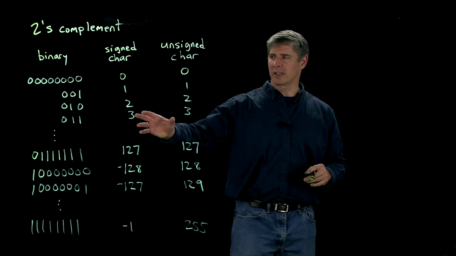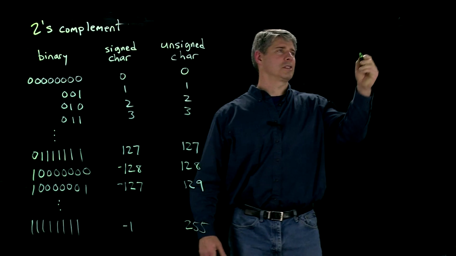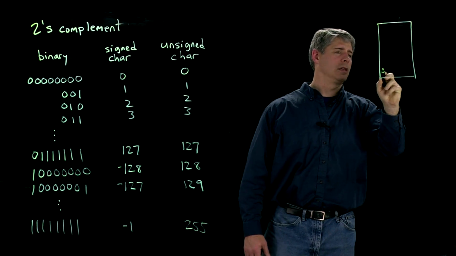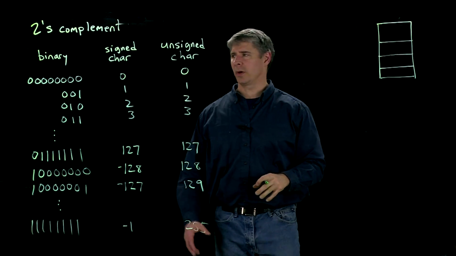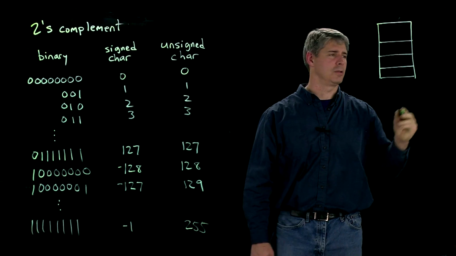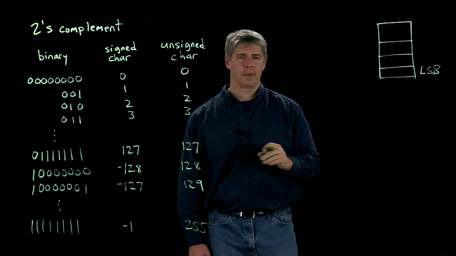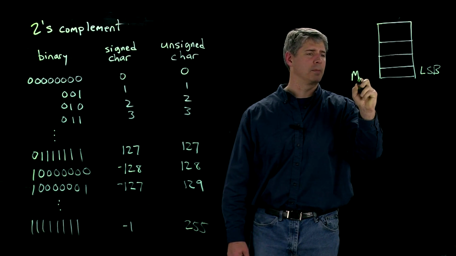Now, we can still ask the question, if I have an int, then that means I have 4 bytes. And if this is my memory map, then these 4 bytes might be sitting here. And I could ask, well, is this byte in the lowest address corresponding to the least significant byte of the 4-byte representation? Or is it the most significant byte?